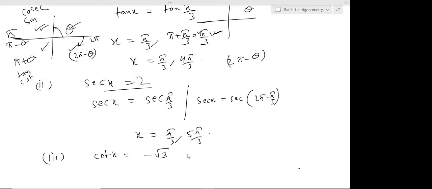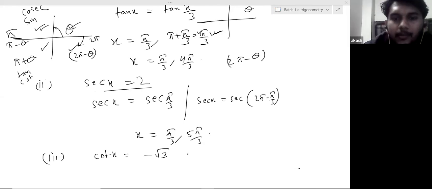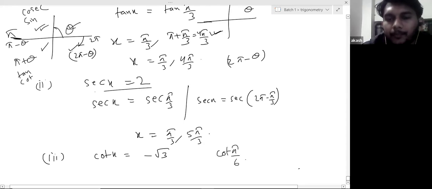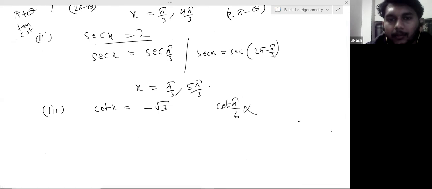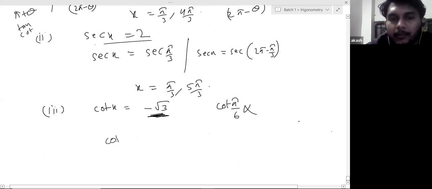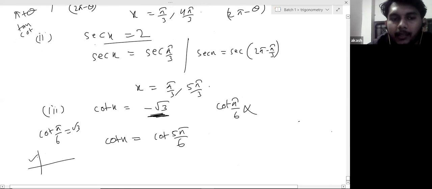Sir, I've sent the answer. All right. Shravya, cot pi by 6 is not minus root 3. So this is not the answer. The answers are only 5 pi by 6 and 11 pi by 6. What is the first angle where you meet minus root 3? That is cot 5 pi by 6. How do we know that? We know cot pi by 6 is root 3. So minus will be in the second quadrant. In the second quadrant, we can write pi minus pi by 6. So 5 pi by 6.